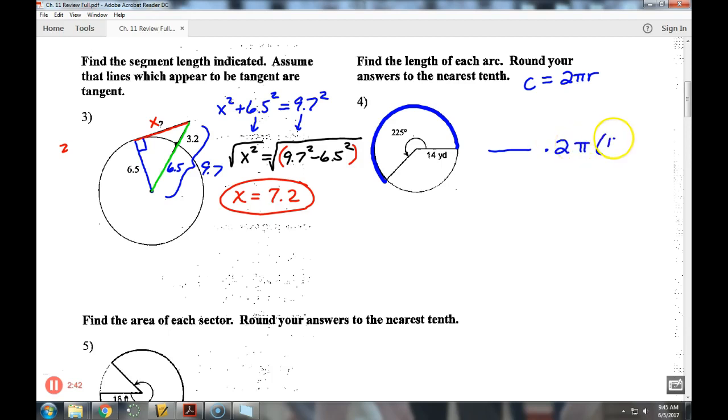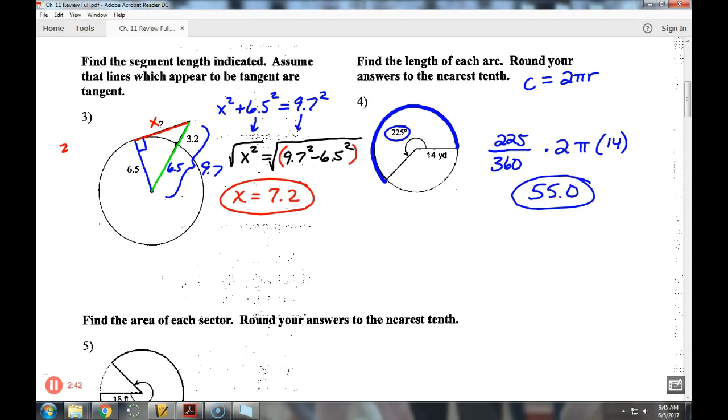The radius is 14. And then basically you just put how many degrees it is out of the full circle. So 225 out of 360, that's the fraction. And you go ahead and put all that in, and I ended up with 55.0 when I rounded to 1 decimal place, to the nearest tenth.